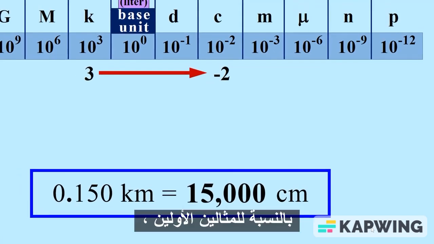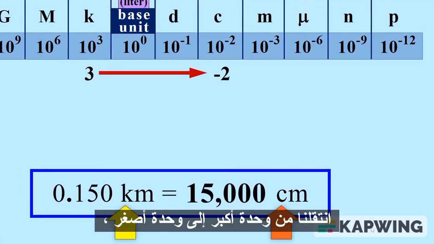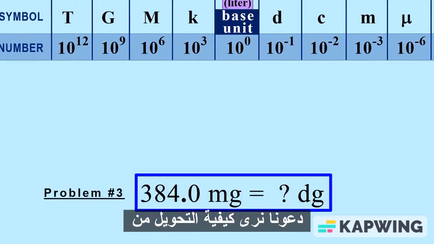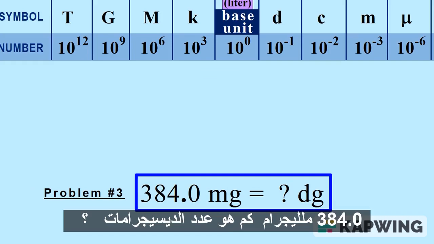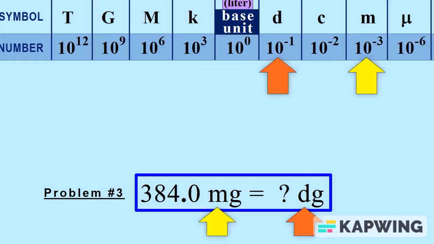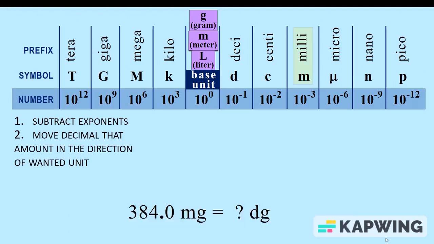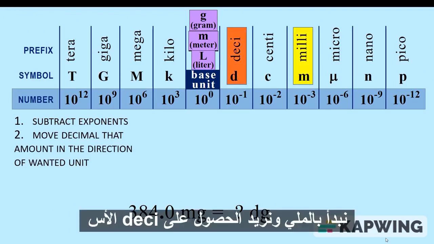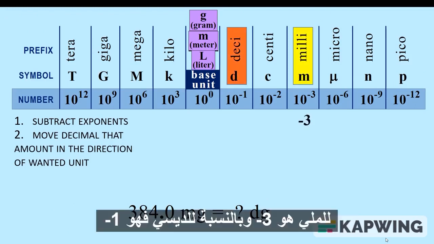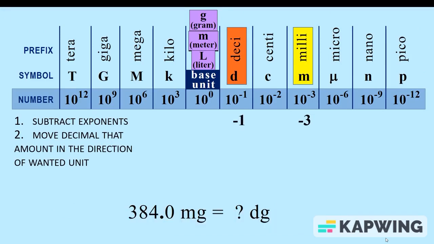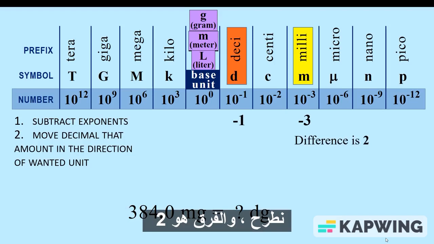For the first 2 examples, we went from a larger unit to a smaller unit. Let's see how to convert from a smaller unit to a larger unit. 384.0 milligrams is how many decigrams? We use the same steps as before. We are starting with milli and want to get to deci. The exponent for milli is negative 3, and for deci it is negative 1. We subtract, and the difference is 2.